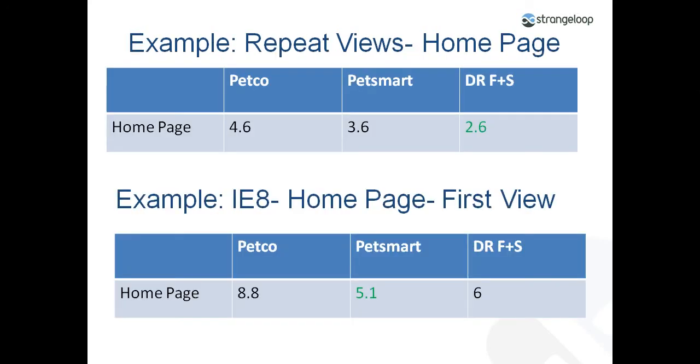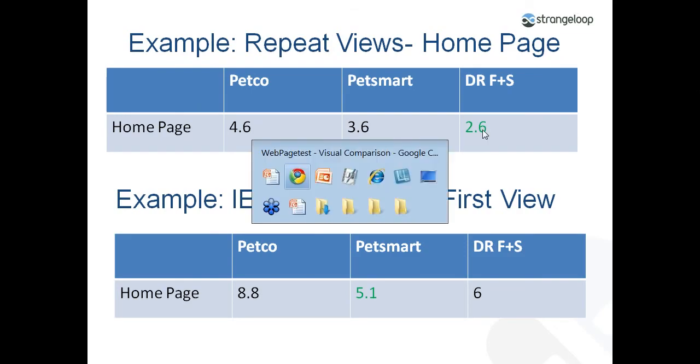If you have, everything is out of cache. Let's take a look at the repeat view numbers. If you look just at the home page, the repeat view here for Petco is 4.6, and Dr. Foster's and Smith is 2.6. This is really important because a lot of your users will be coming to pages where they've already had, for example, things in their cache. Let me show you where we get those numbers from.